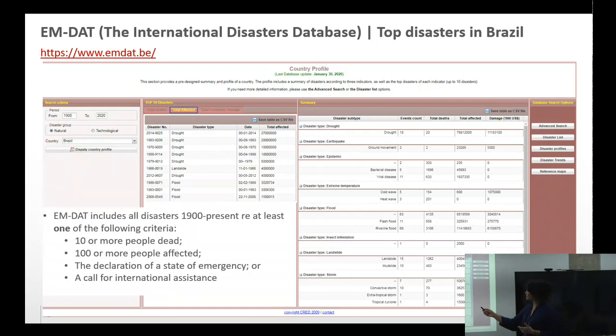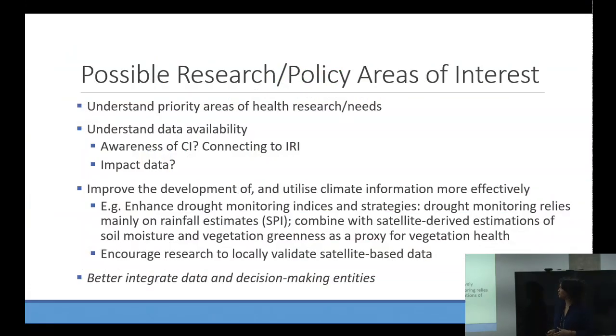I just did this in terms of total economic damages, just direct. So you see drought and floods really dominate the disasters that top the economic damages. But in terms of people affected, it's actually almost similar. Still, it's just interesting to know and move forward.